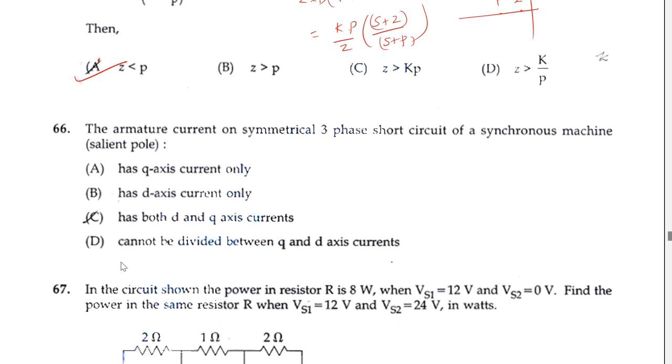Next question. The armature current on a symmetrical three-phase short circuit of a synchronous machine is... So it has a D axis current only, because short circuit current means the current will be maximum. That current will be maximum from the D axis current only. So the current will be less in case of Q axis current. These two values you can find from the slip test.